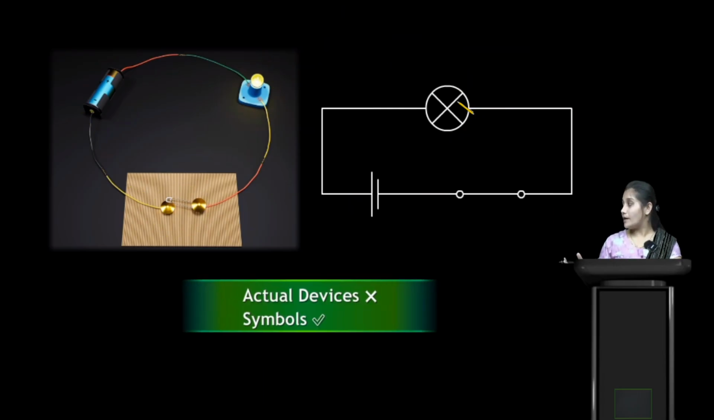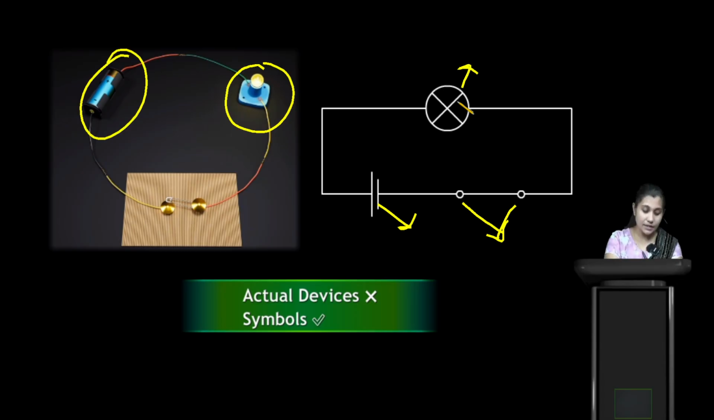So these are the actual devices or symbols. Students, please predict and say, these three are actual devices or symbols? Very good. These are symbols, because actual devices look like this. But these are all denoted as symbols. So from now onwards, if we give a symbol like this, then we represent an electric cell.